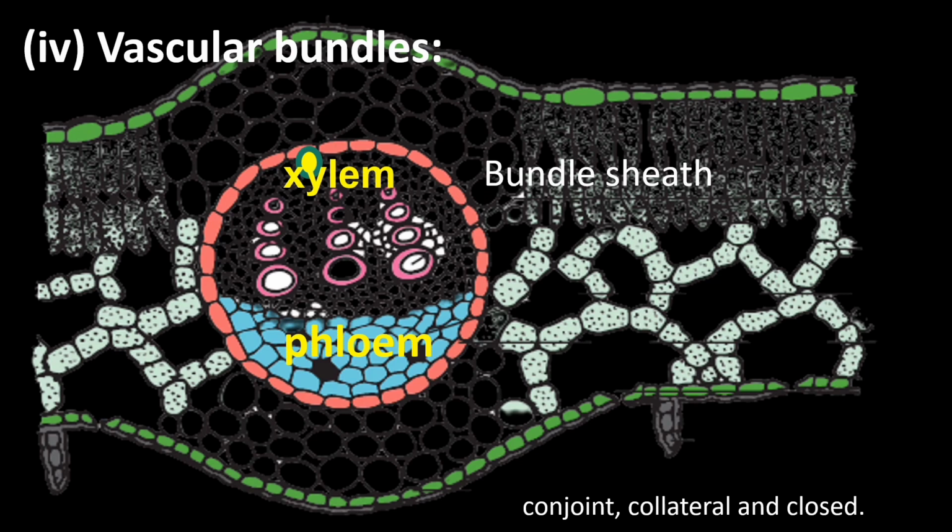Find out the location of xylem. Xylem is found towards the upper epidermis. Phloem is found towards the lower epidermis.